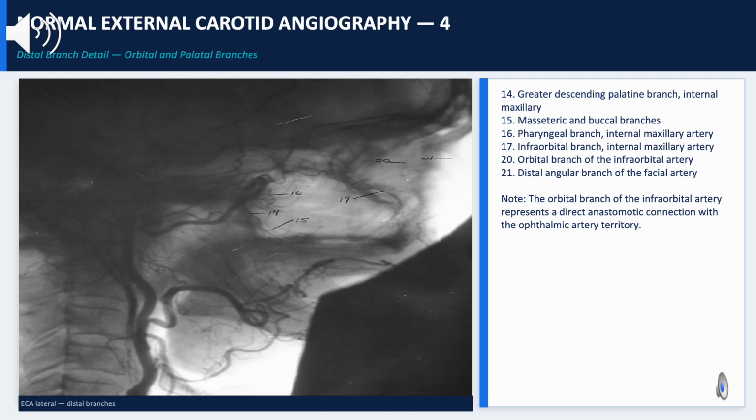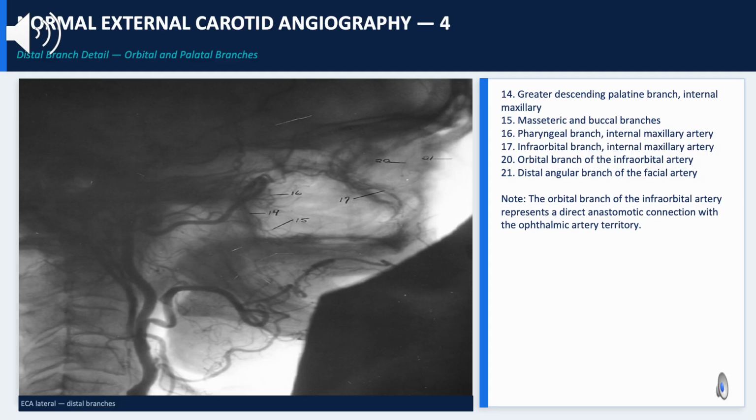Slide 4 of the ECA series highlights the most clinically dangerous distal anastomotic connections. The orbital branch of the infraorbital artery, 20, is particularly significant. It passes through the inferior orbital fissure and can communicate directly with the ophthalmic artery, creating a pathway by which internal maxillary artery injection can cause ophthalmic occlusion and blindness.